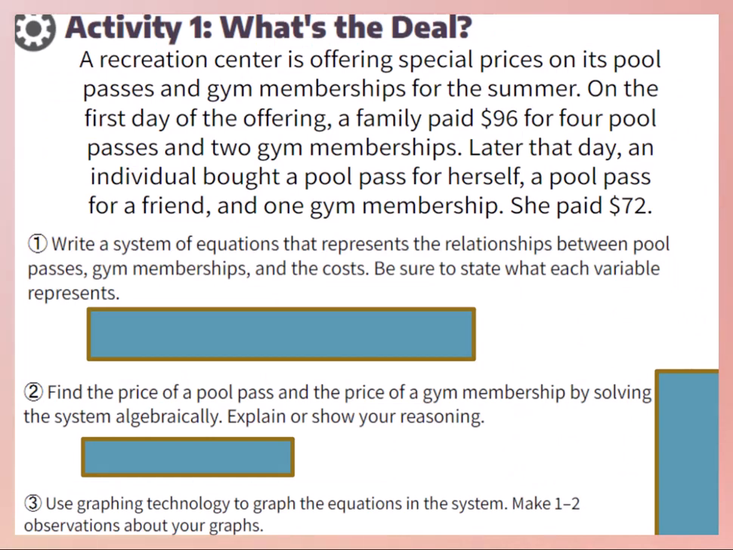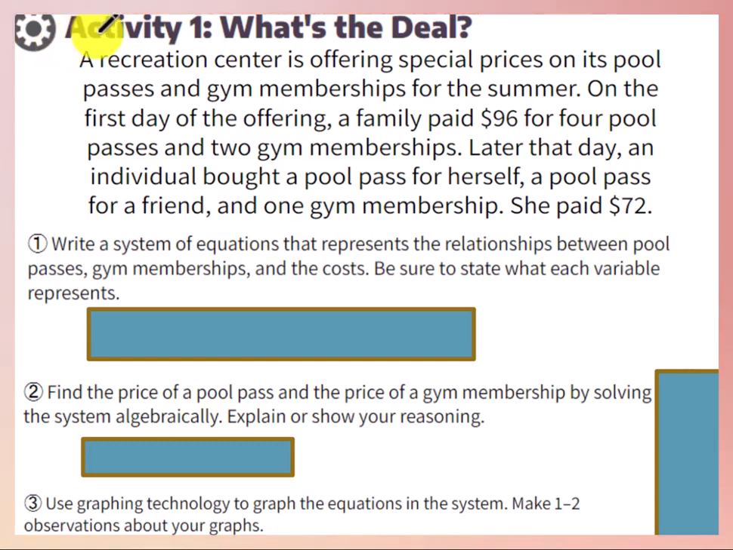Alright, activity number 1. What's the deal? This is on page 129. I'm just going to turn in my book to make sure that we have the right page. Please turn in your book to page 129 and follow along. Write down anything I ask you to write down so I can check what you've done in your book when I get back.